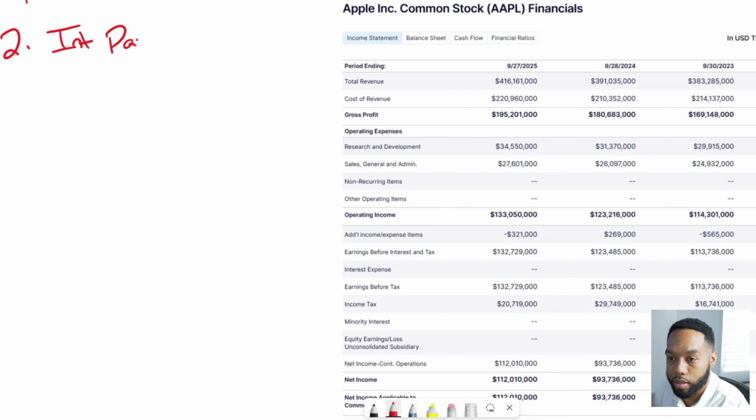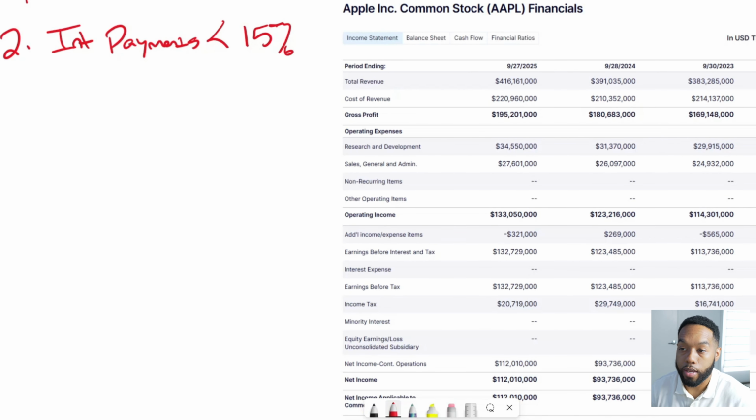Now, the second metric that Warren Buffett is looking at is he wants to see that interest payments are below 15%. And the reason for this is if you have a large amount of interest that you're paying, that means you have a large amount of debt in your company. So what Warren Buffett is looking for is he doesn't want a company that's only growing because they're taking on more debt. This can be signs of a capital intensive business.